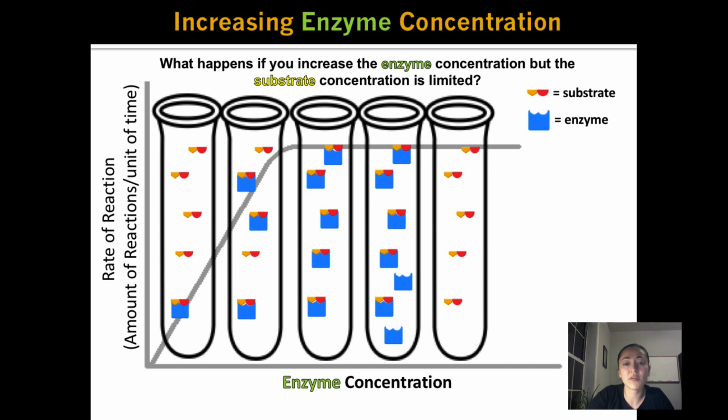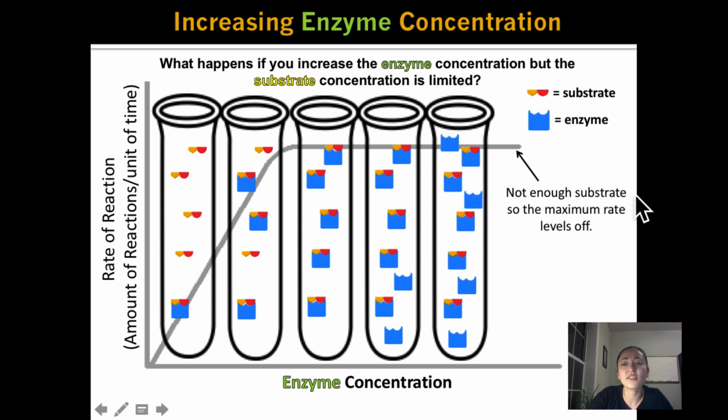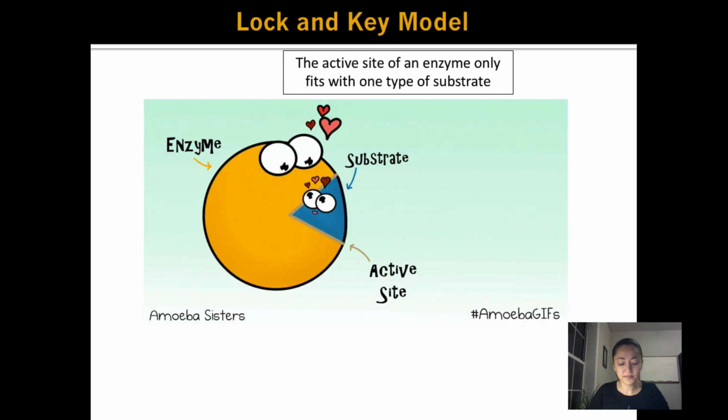Well, the maximum rate that could be reached is still 5 reactions at a time. If I increase my amount of enzymes even more, the maximum rate is still 5 reactions at a time. In this case, there's not enough substrate, so the maximum rate eventually levels off.